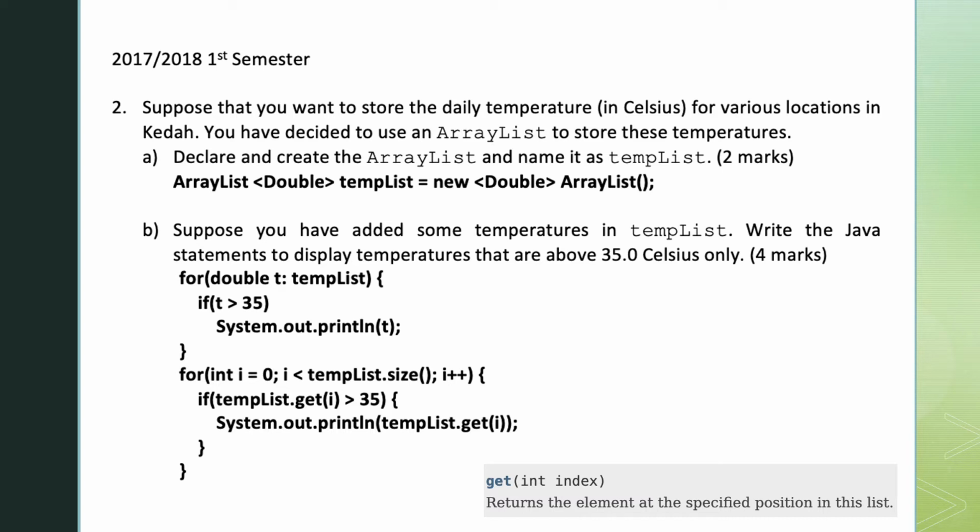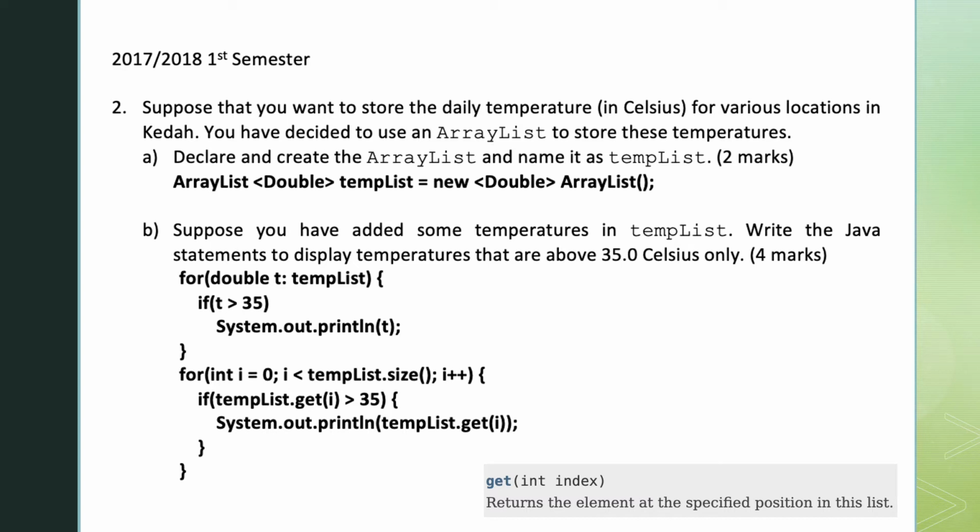So how do you know that you should use double, not integer? If you refer to the second question, it says the temperatures that are above 35.0. That is the indicator to say that your array list element type should be double.